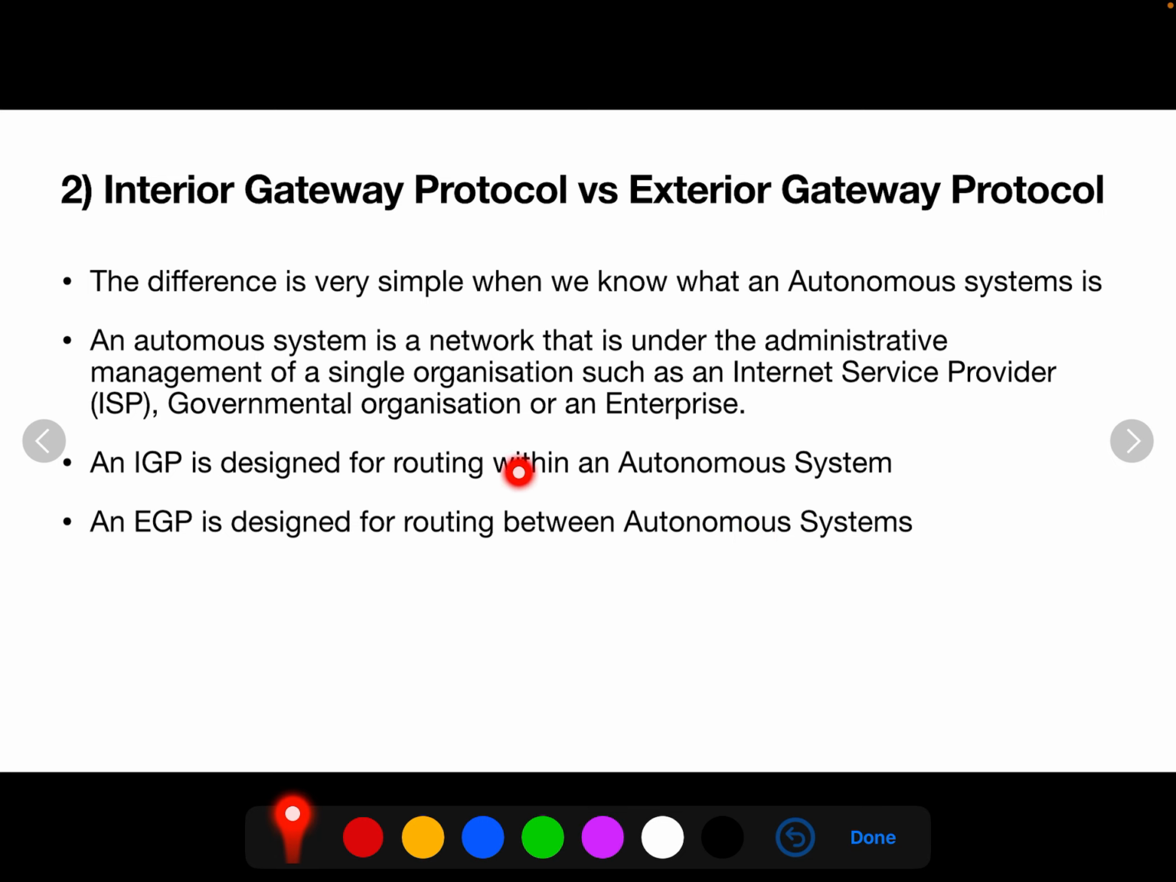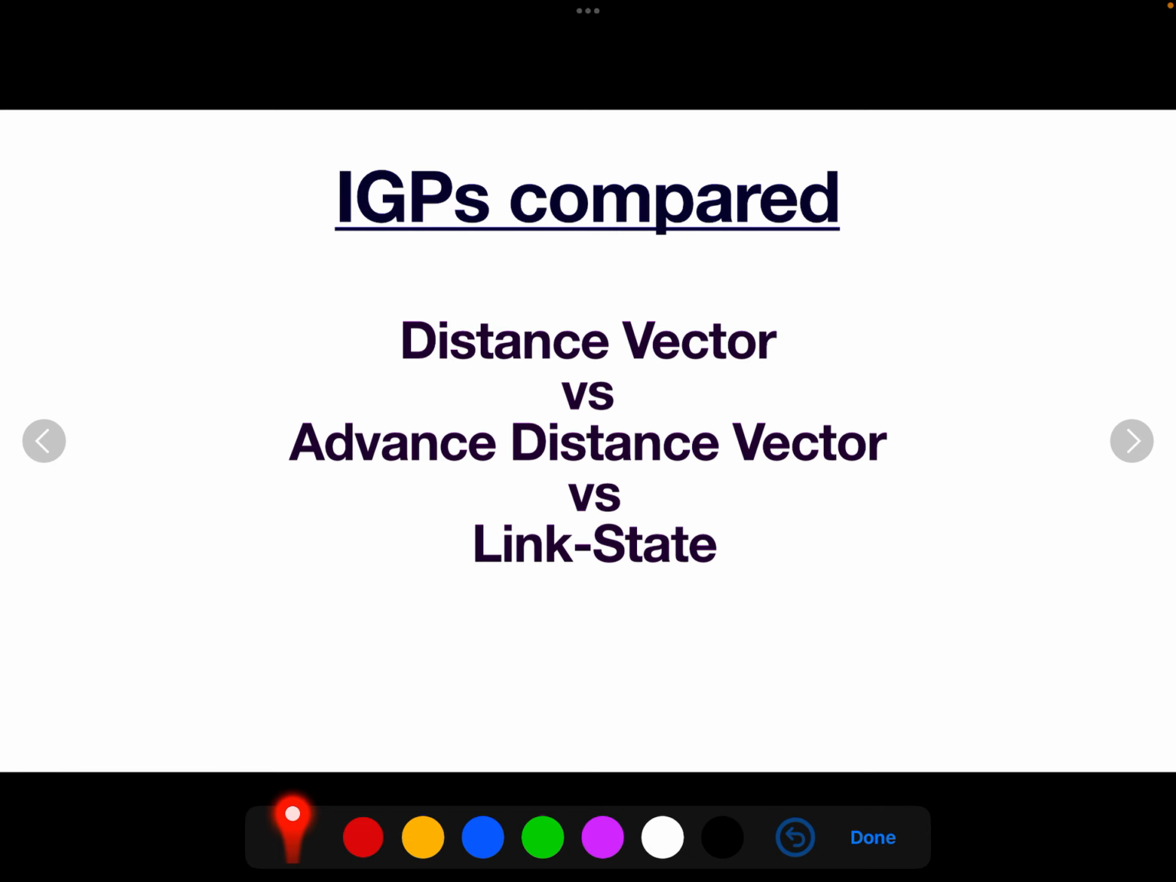So that's the difference in a nutshell. We're going to be looking at some interior gateway protocols now. There are different types of interior gateway protocols. First, you've got distance vector, then advanced distance vector, and link state. Open Shortest Path First is an example of link state. It takes into account the interface bandwidth for routing decisions.